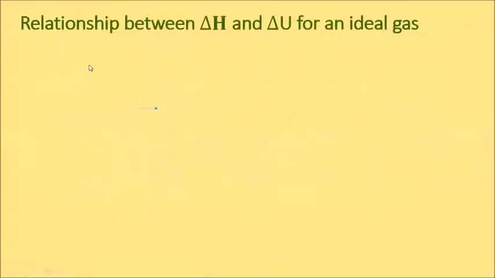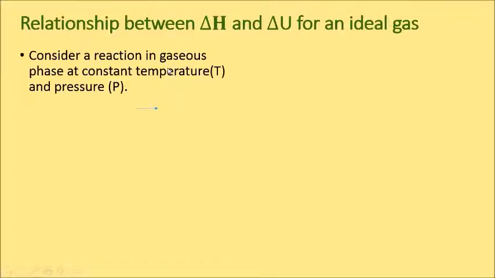Next, we have to see the relationship between delta H and delta U for an ideal gas. Delta H is the enthalpy change and delta U is the change in internal energy. So we have to bring a relationship between these two terms. So how? We have to take a gaseous phase reaction where the temperature and the pressure are constant.